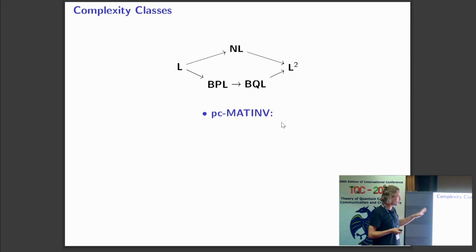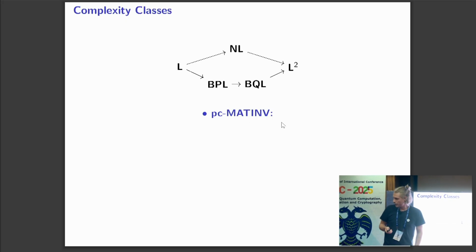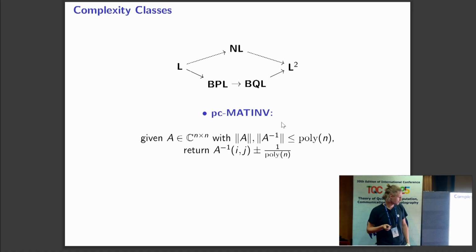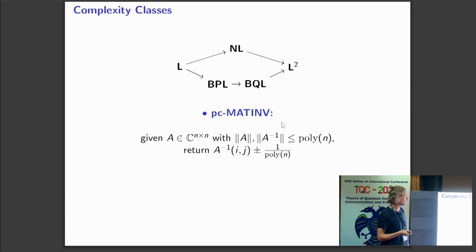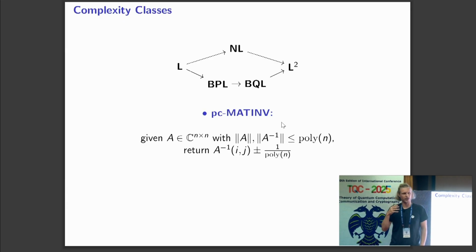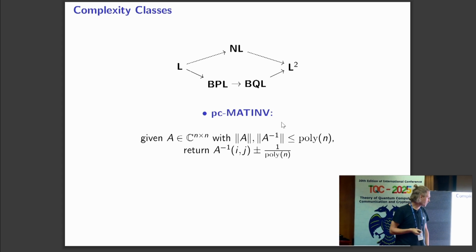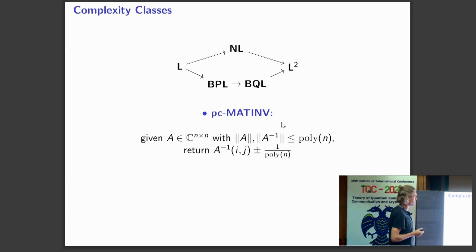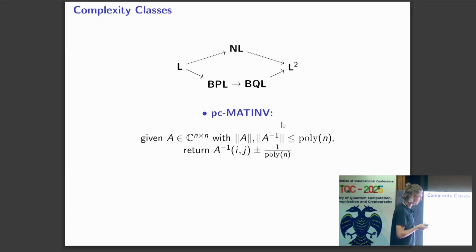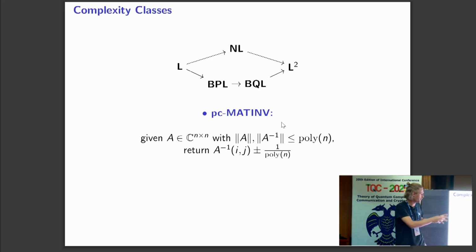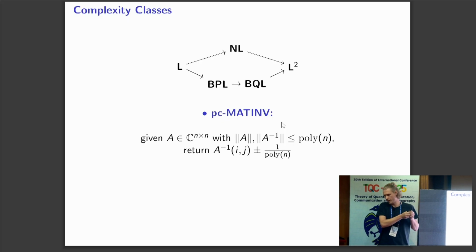In particular, there's this problem called polyconditioned matrix inversion, which looks like this. So now on our input tape, we're given some matrix A, an n by n matrix, and we're promised that this matrix is polyconditioned. So you can imagine that means that the operator norm of A and the operator norm of the inverse of A are polybounded. Okay? And the task now is to return the inverse of this matrix up to additive inverse polynomial precision. Okay, so you can imagine we fix an entry i and j, and we want to return this entry. But as I explained, you can also just imagine writing out the full A inverse approximation on the output tape.